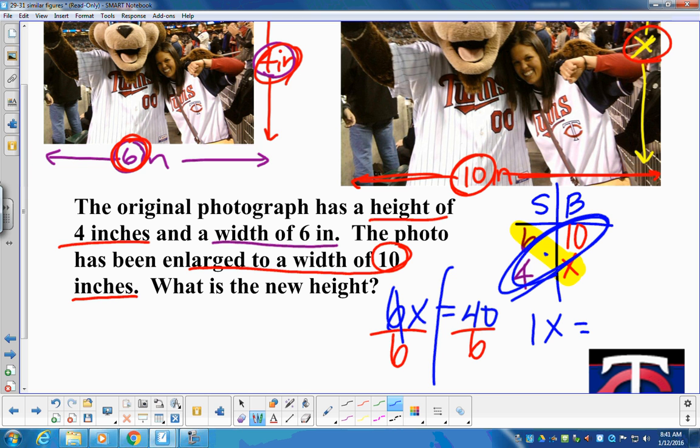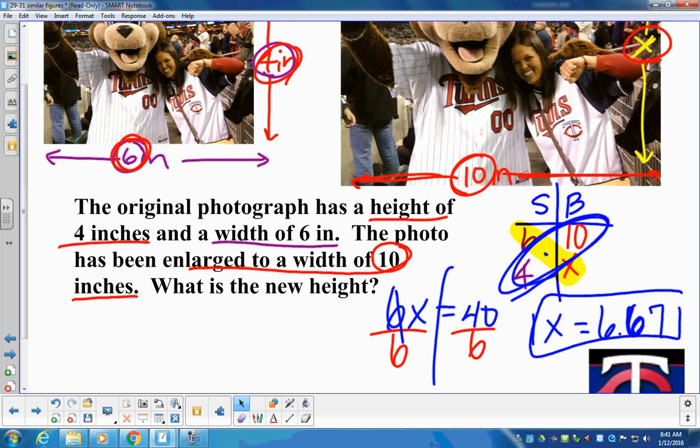1x equals 40 divided by 6. We get 6.6. That's a repeating decimal, 66666. We should really round that to the nearest hundredth. So that's 6.67. The unit on that would be inches. So we've changed the height to 6.67 inches, which is really a half foot tall.